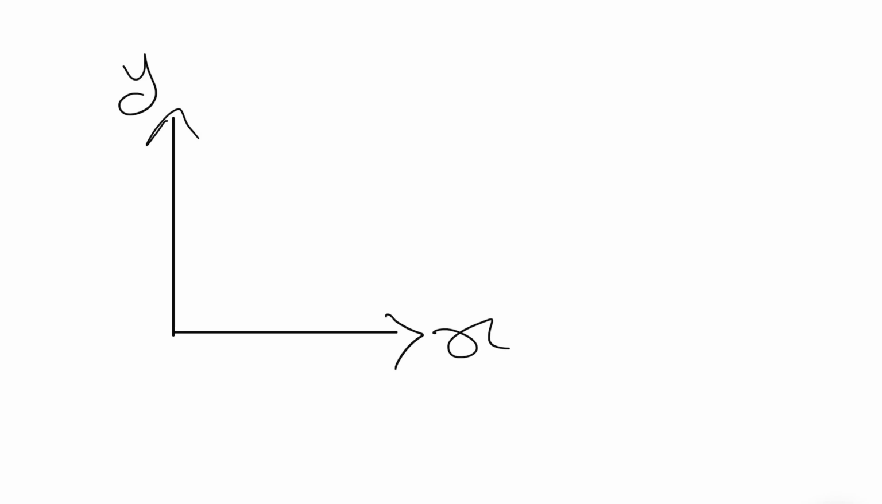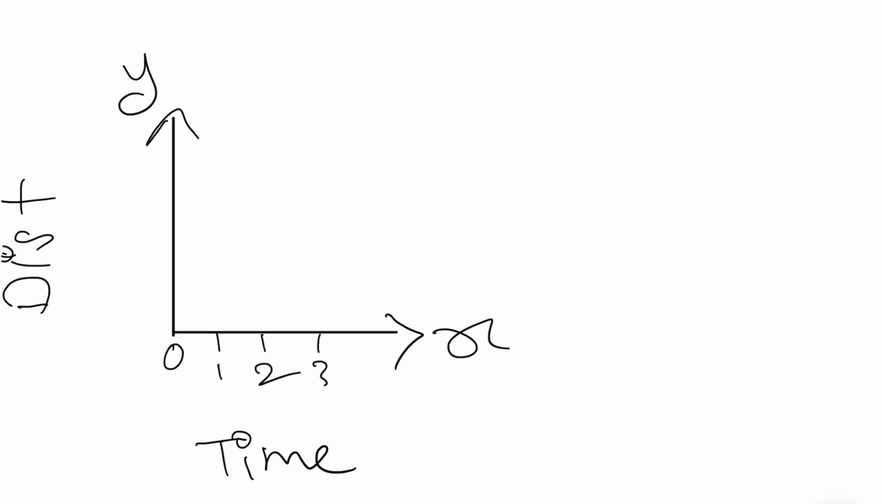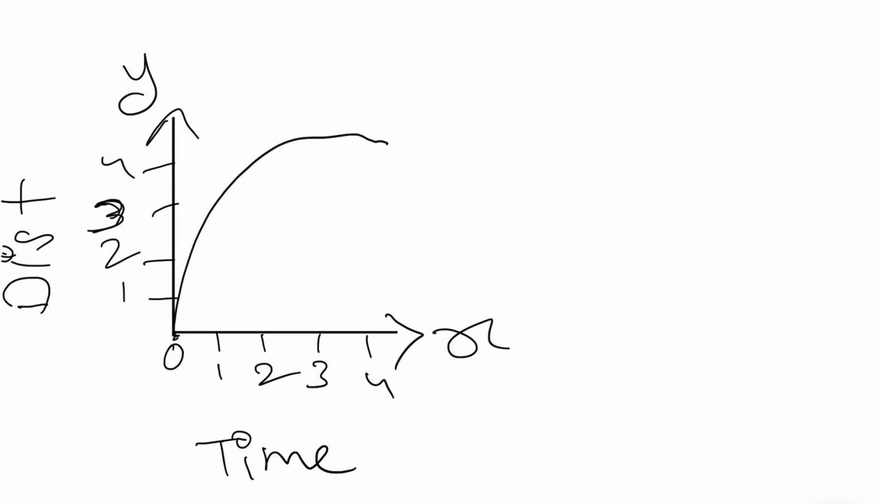So look, let me make the graph. This is the x-axis, this is the y-axis. Here we are going to denote the time. Here we are going to denote the distance. So this is 0, 1, 2, 3, and 4, and 1, 2, 3, and 4. Now this type of graph goes like this. It's a bit tricky.